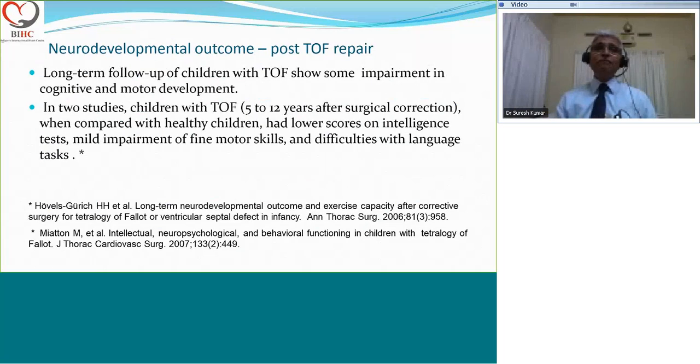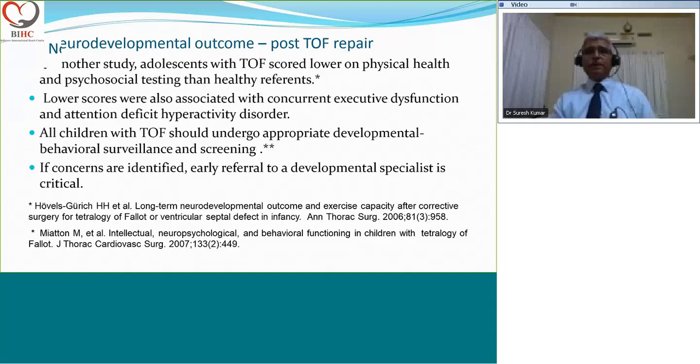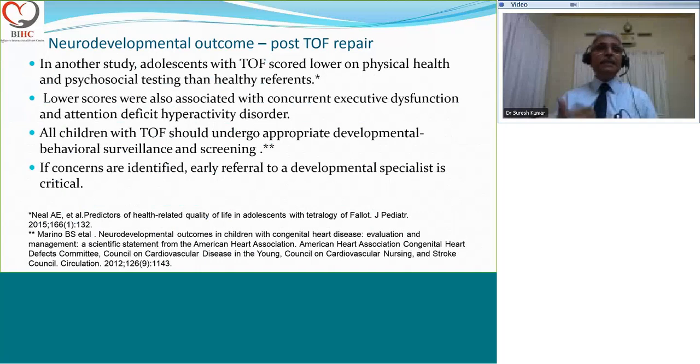Neurodevelopmental outcome is an entirely different ballgame. In all children, you need to be careful with regard to their neurodevelopmental status. They tend to have lower scores on intelligence tests, mild impairment of fine motor skills, and difficulties with language tasks in large groups of repaired tetralogy children. Adolescents with TET repair also tend to score lower on the physical health and psychosocial testing parameters.